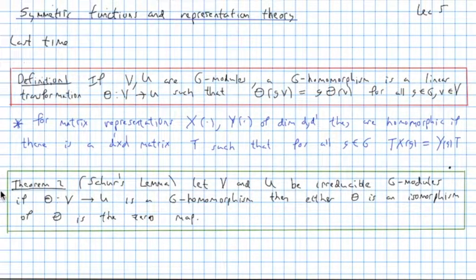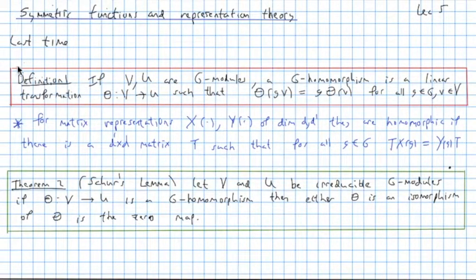And we saw Schur's lemma that characterizes the homomorphisms between irreducible G-modules. So if V and U are irreducible G-modules, and we have a G-homomorphism from V to U, then either the homomorphism is an isomorphism, or it is the zero map. And we proved this lemma using the fact that the kernel of theta and the image of theta are submodules, so they're pretty restricted if V and U are irreducible G-modules.